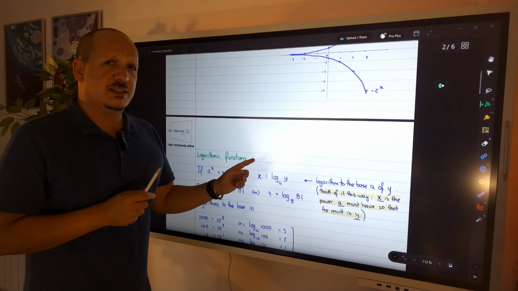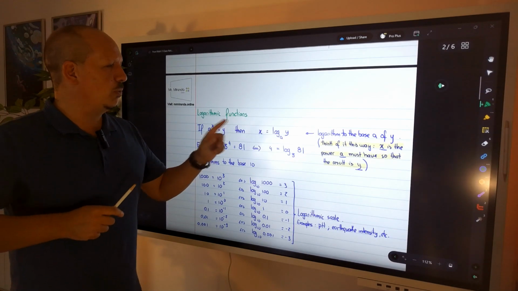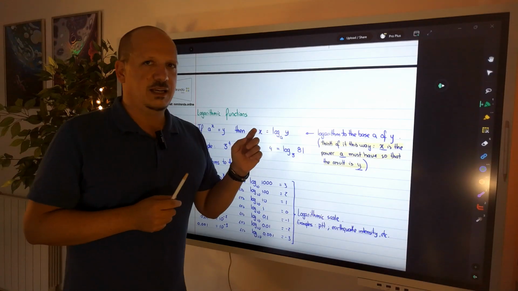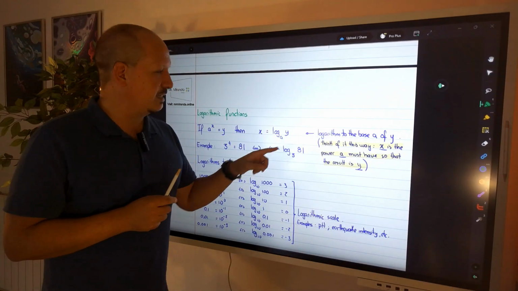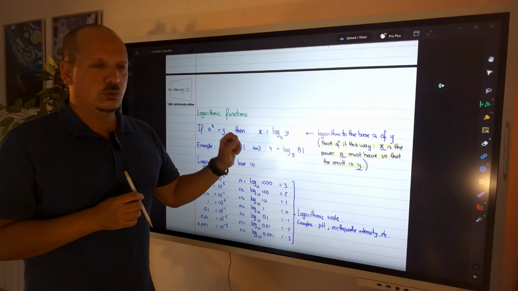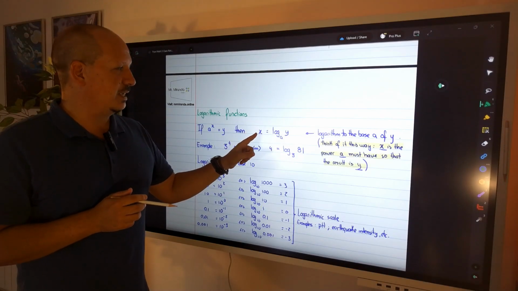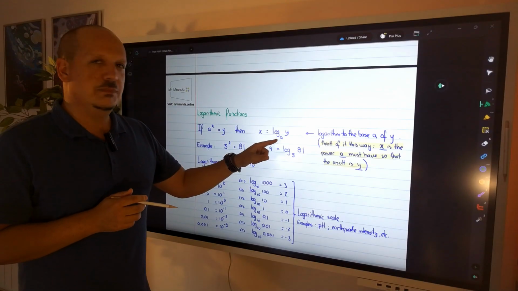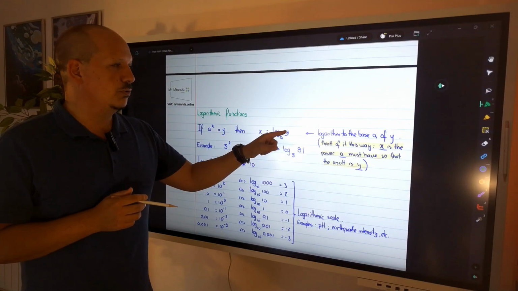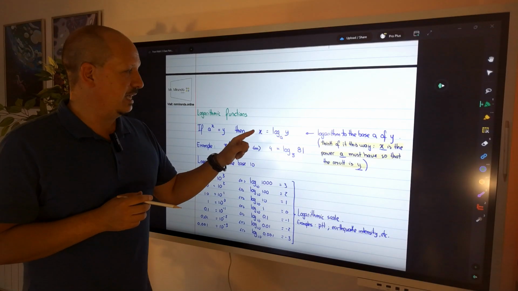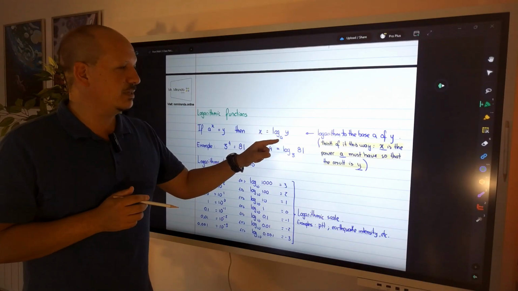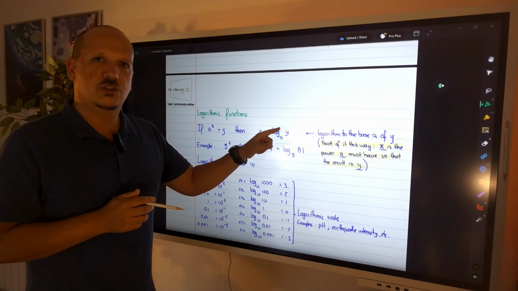This probably doesn't tell you much. So I want you to think of this every time you say this or you write this. I want you to think of this the way I'm going to say now. Think that x is the power that a must have so that the result is y. Again, x is the power that a must have so that the result is y.